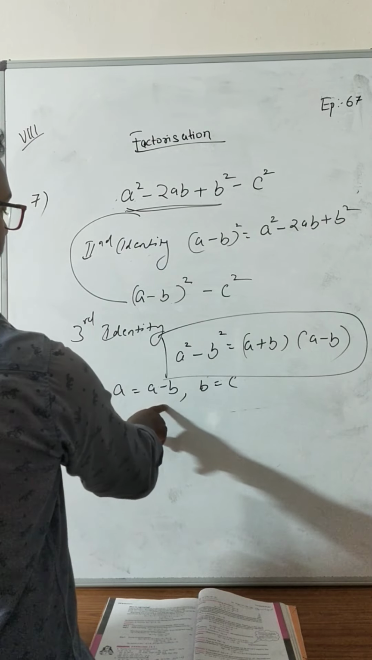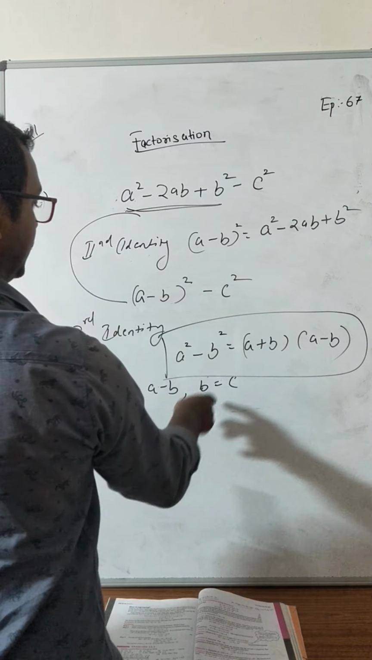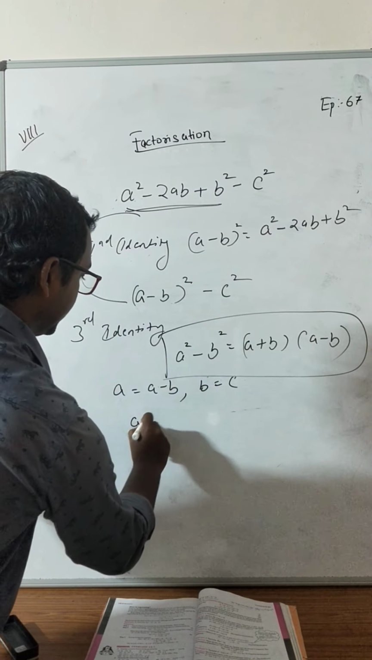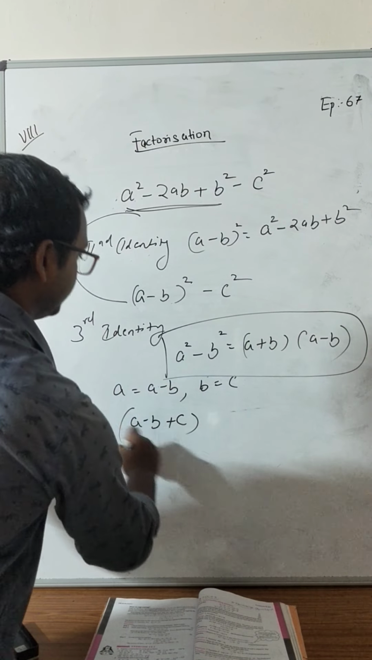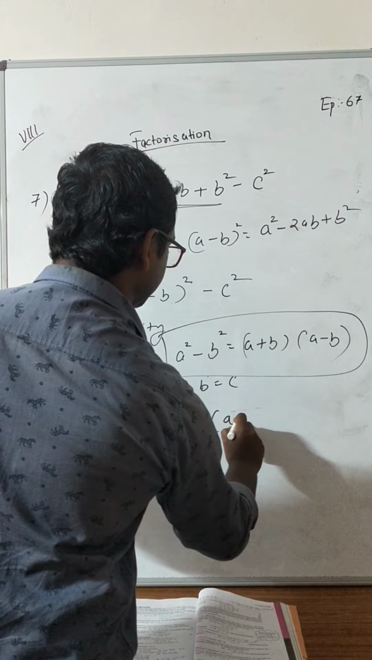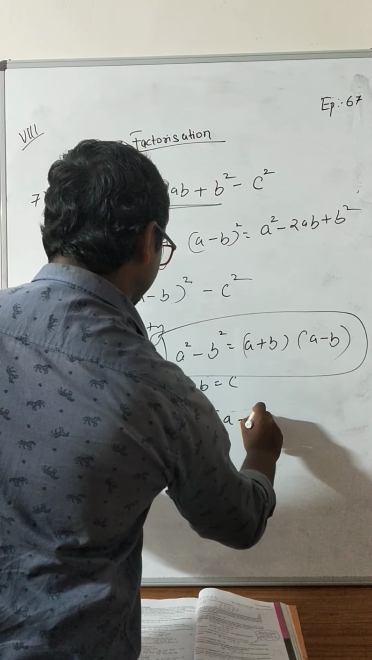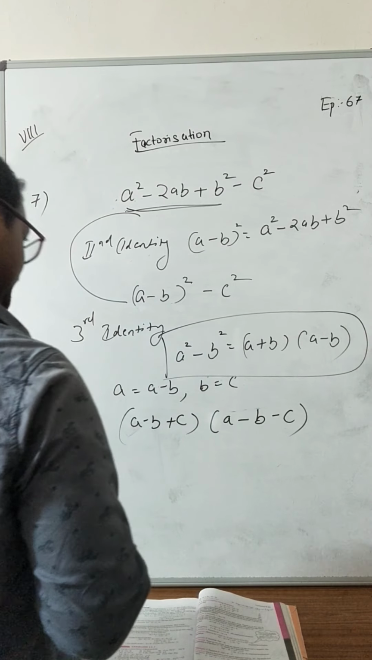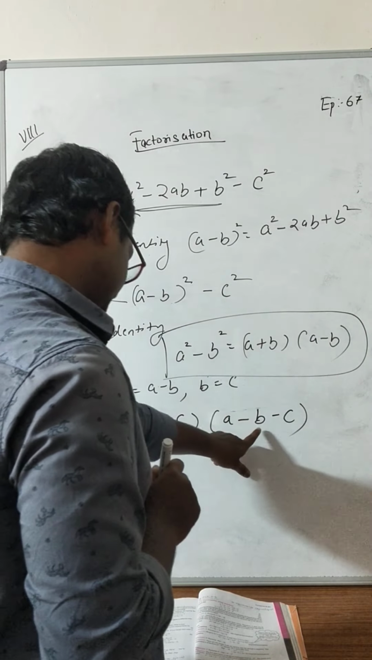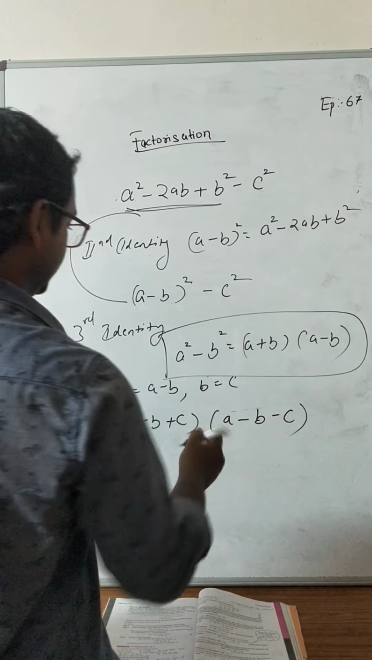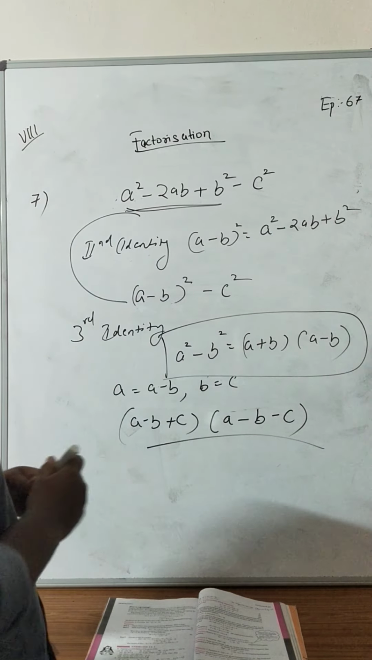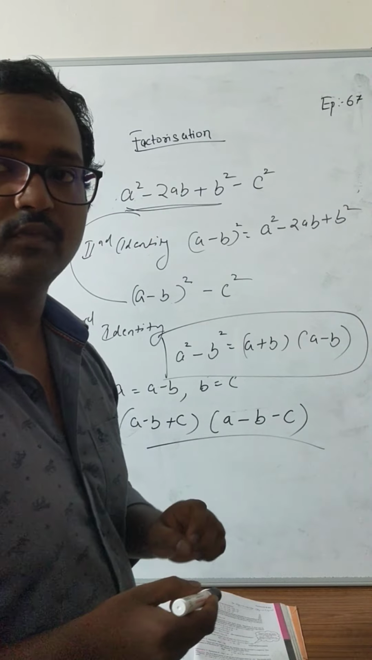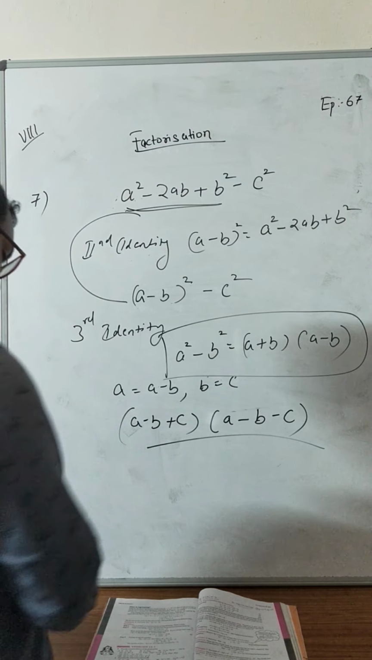So here we can identify that a is a minus b and b is c. Then put in this formula, which is a plus b. So a is a minus b plus c. B is c. Next is a minus b minus c. So the final answer that we will get is (a minus b minus c)(a minus b plus c). So this is a case where we have to apply two identities to do the factorization.